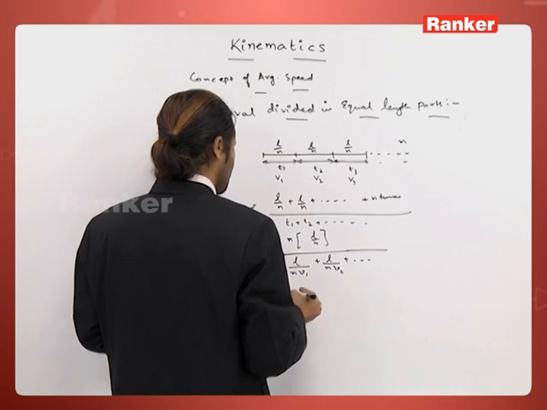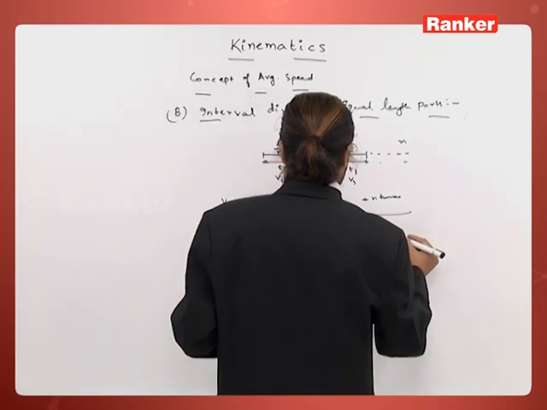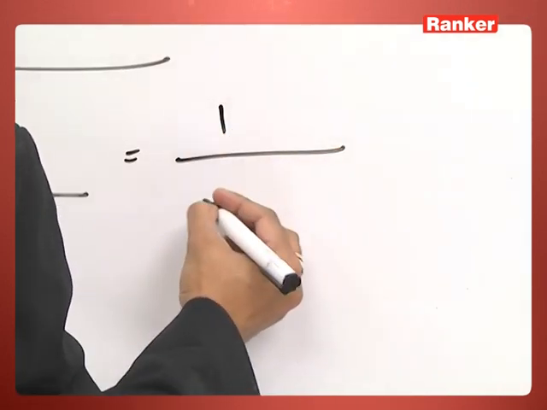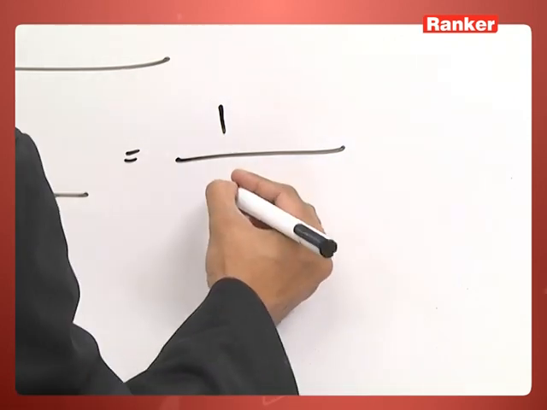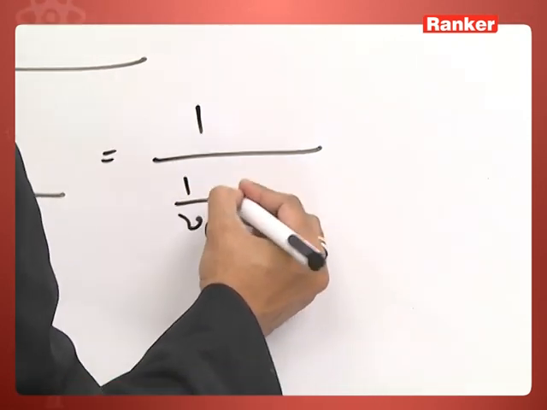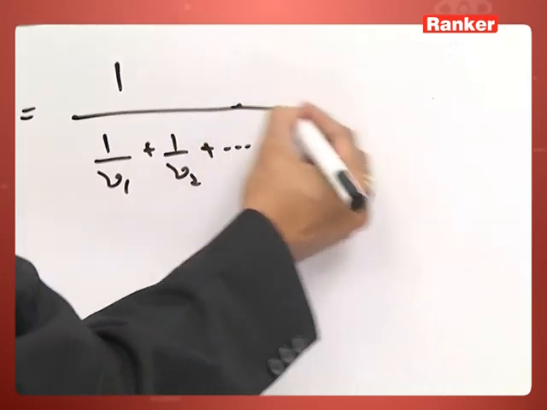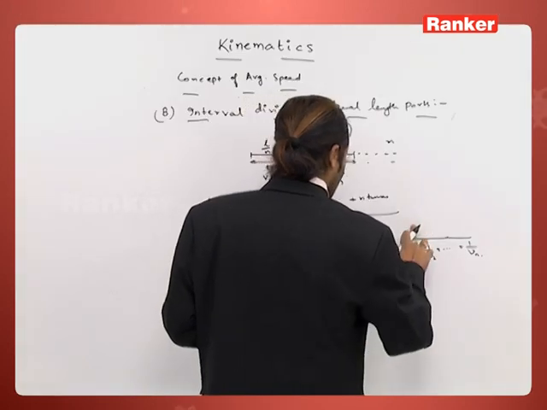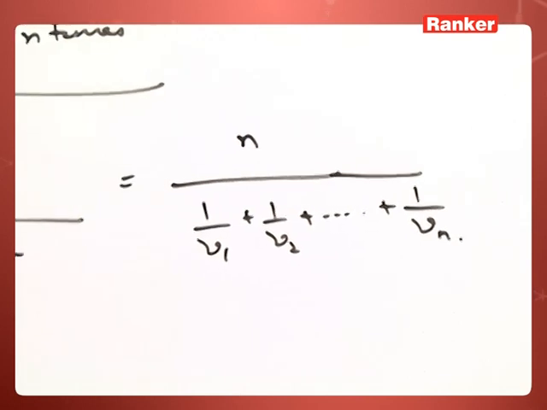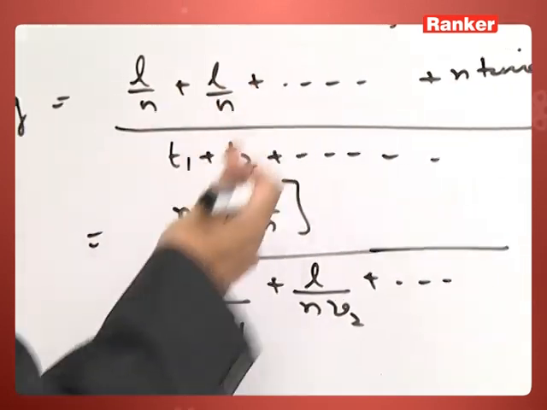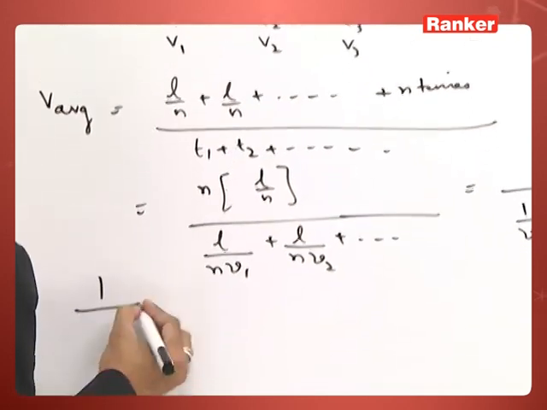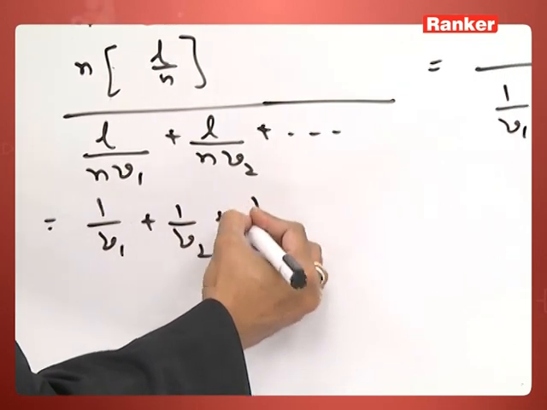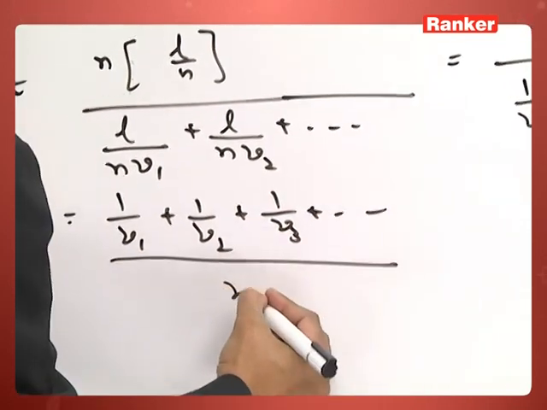So the N cancels, this is L, and all this L cancels out. So this is 1 by N times 1 by V1 plus 1 by V2 plus up to 1 by Vn. L and L cancel, so here it will be N, because the N cancels, this L cancels, and L by N means N becomes the numerator. So 1 by V average can be written as 1 by V1 plus 1 by V2 plus 1 by V3 and so on, divided by N.